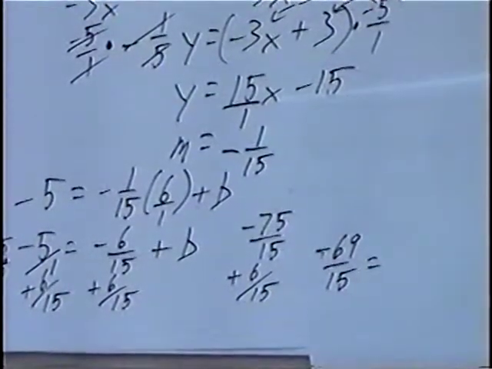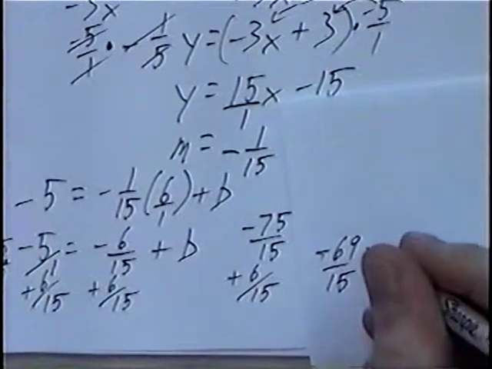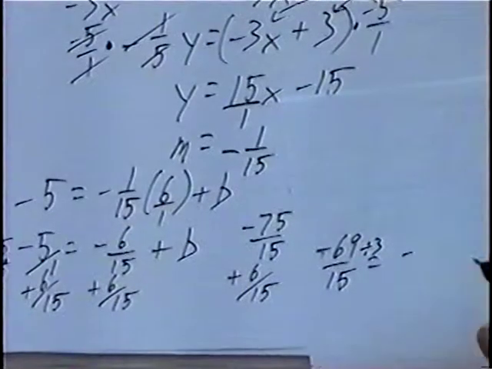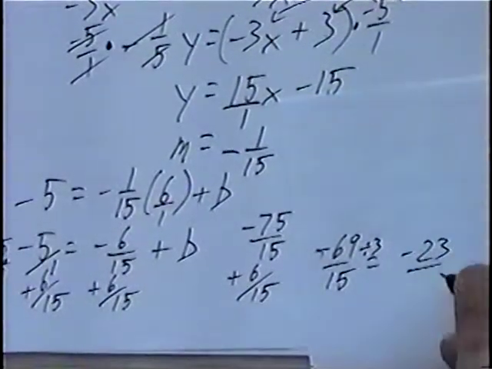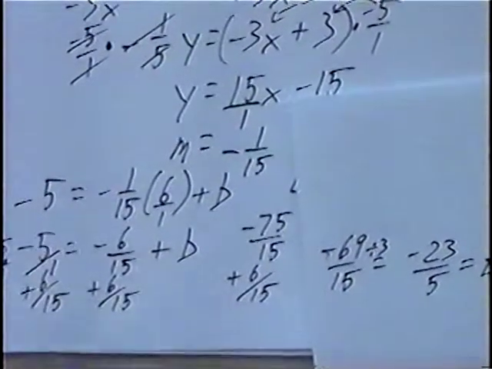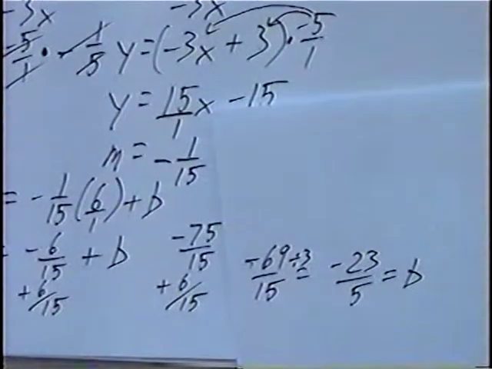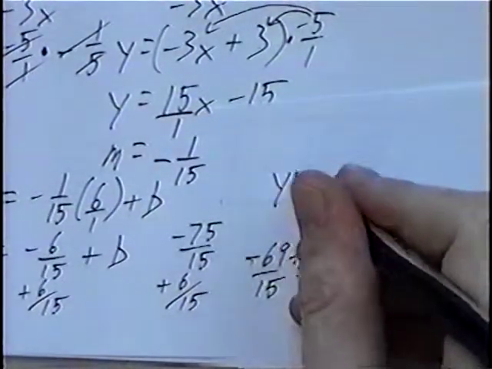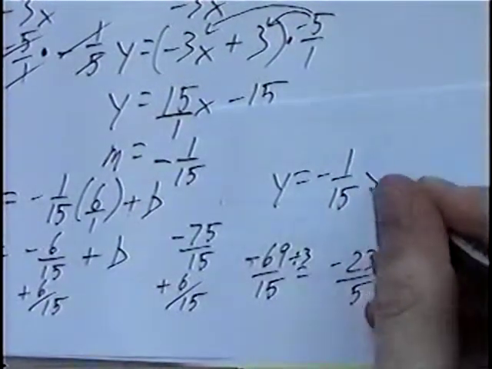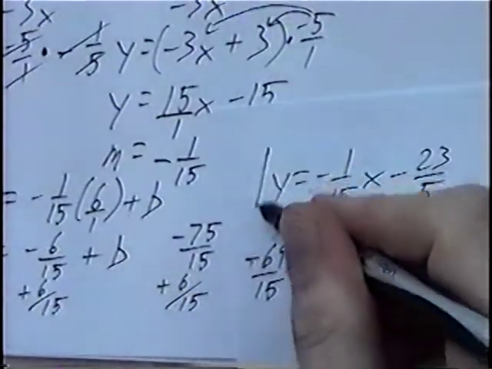Keep in mind to always reduce fractions. 69 over 15, you can divide each of those by 3. So we'll be left with negative 23 over 5 for the b value. The final answer, y equals the slope we found, negative 1 over 15 x, minus 23 over 5.